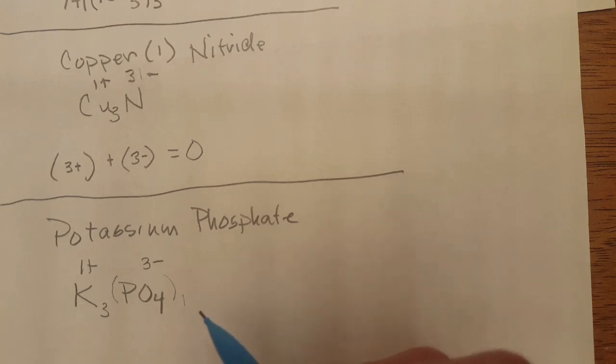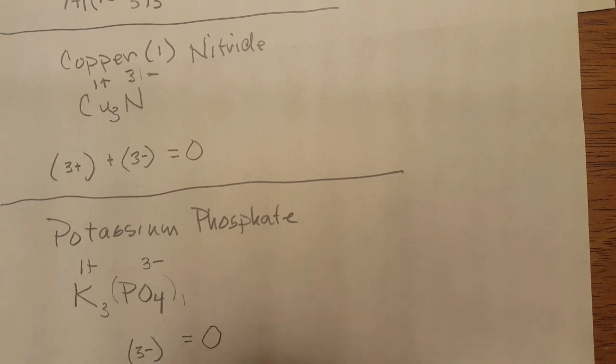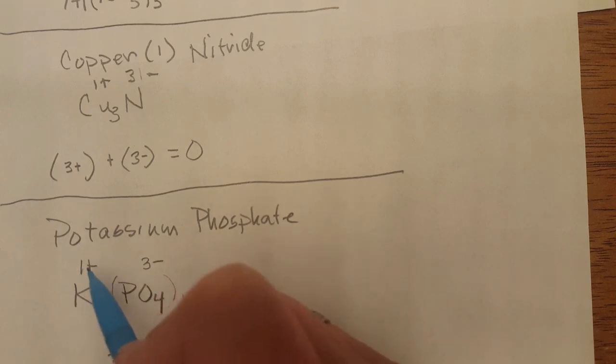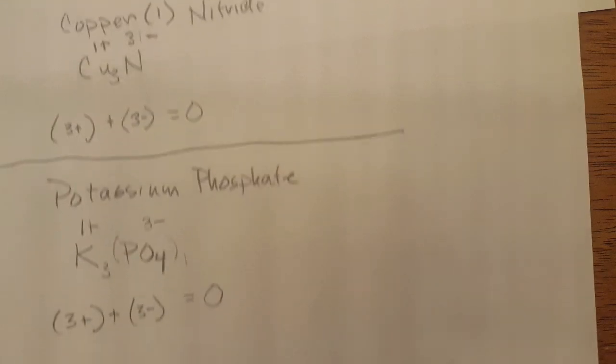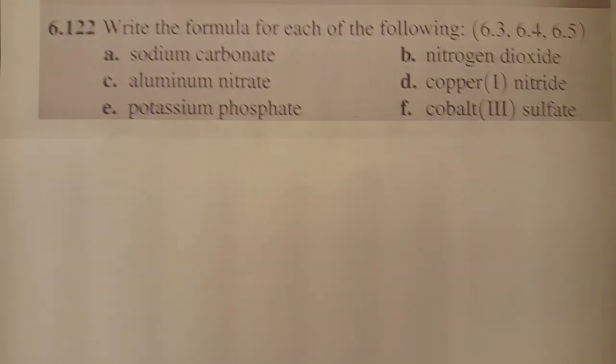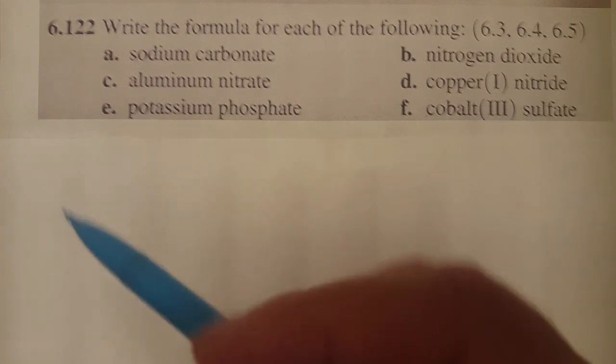So let's validate this with our charge balance of 0. 3 minus times 1 is 3 minus plus 1 plus times 3 is 3 plus. 3 plus plus 3 minus equals 0. So this is the stoichiometry. Potassium phosphate. There you go. Okay, last but not least is cobalt 3 sulfate.